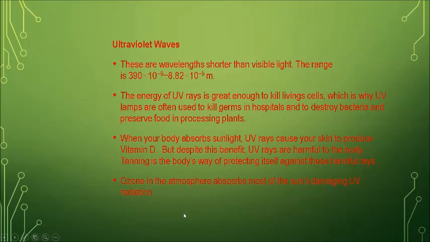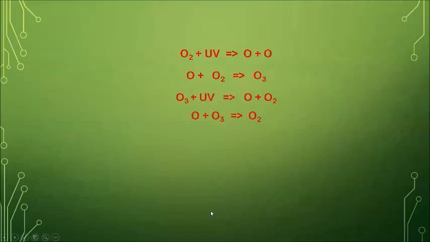Now next, we have the ozone. Ozone in the atmosphere absorbs most of the sun's damaging UV radiation. How does it absorb? So let me give you a brief chemistry of the ozone layer. Kasi ozone, yan yung tinatawag na the Earth's sunscreen.